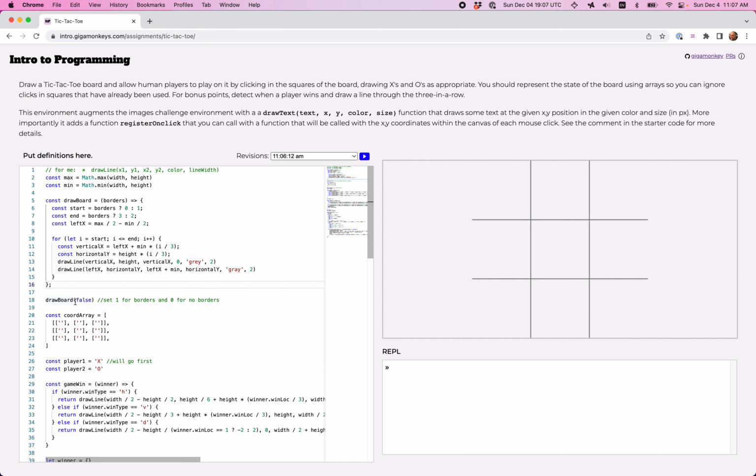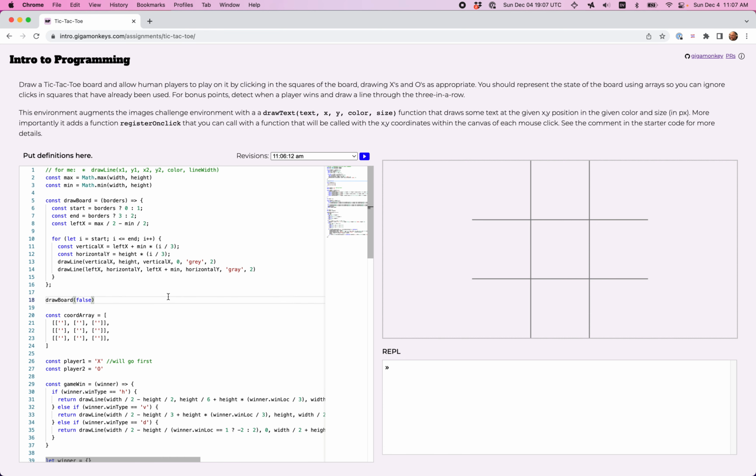Okay, the next thing I'm going to do, and I should delete this comment since it's no longer correct, or change it to "true for borders." But now, since it's not quite such a magical value, I don't feel the need to comment it.